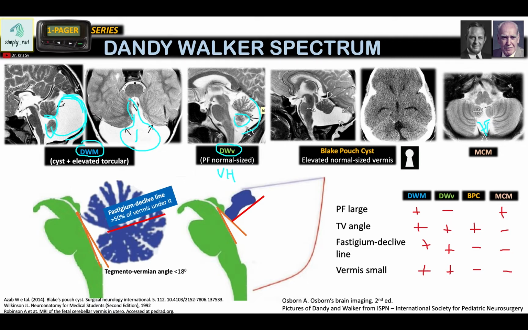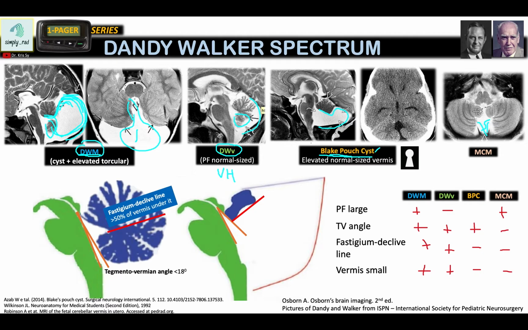Another condition in this spectrum is the Blake pouch cyst, which may be hard to delineate compared to the Dandy Walker malformation. The difference is that in Blake pouch cyst, this cyst comprises of ependymal lining with ependyma. And recall that for Dandy Walker, the cyst would have a dual lining, which is pia and ependyma.